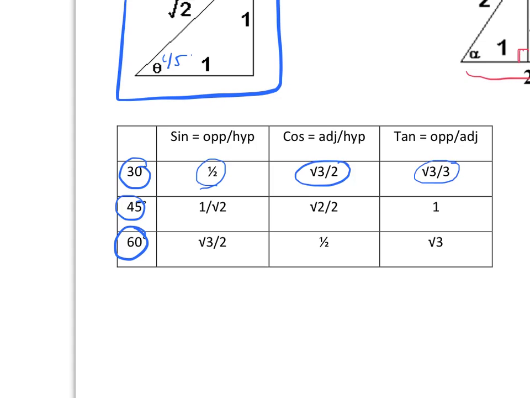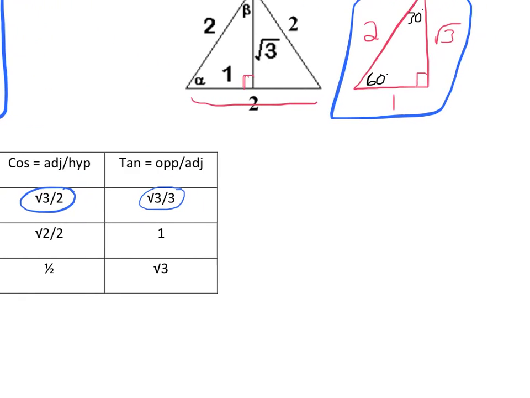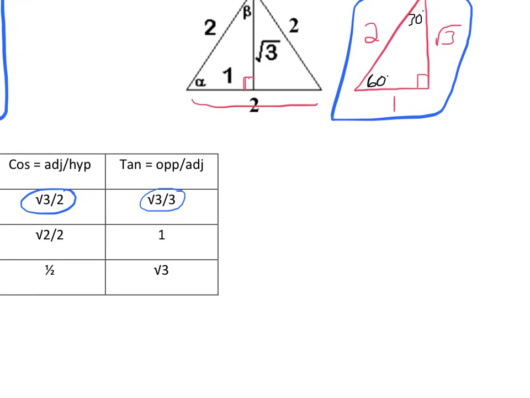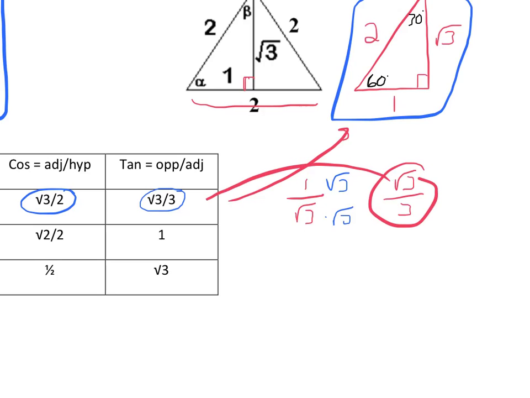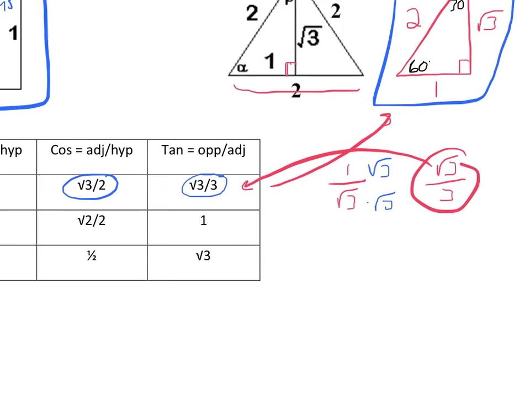Now if you actually did the calculation for tangent 30 up here, tangent of 30 would give you opposite over adjacent, and we learned we can't have that. We would have to rationalize, which we've done before, and that would give us √3/3, and that's why you have √3/3 in there. They actually did the rationalizing for you.